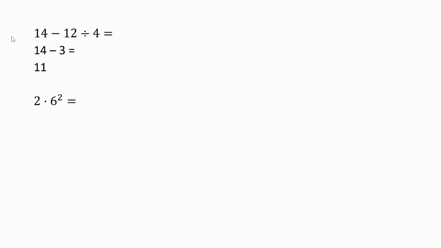2 times 6 to the second power. I need to do the exponent first. 6 times 6, that's 6 squared, is 36, times 2 is 72. Exponents before multiplication. Now here we have parentheses, so this changes it. I need to do anything inside the parentheses first. So 2 times 6 is 12, then I'll square that, and that's 144.